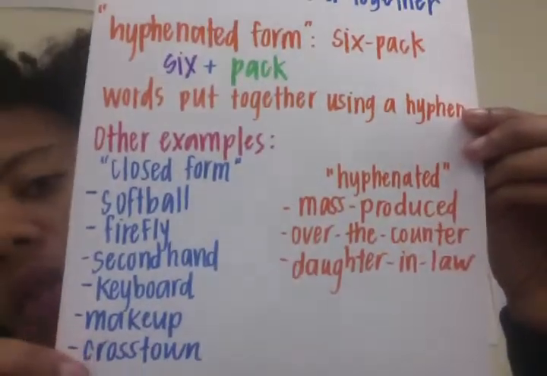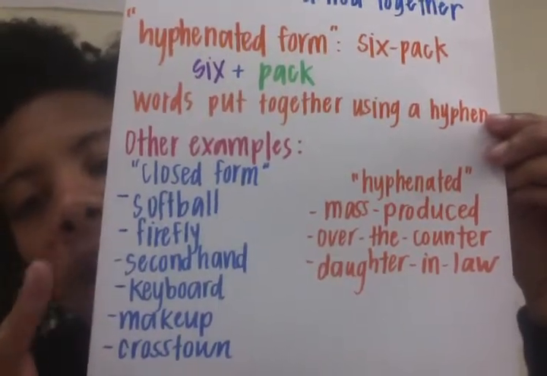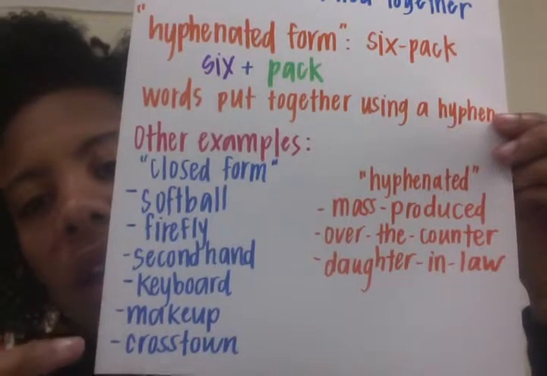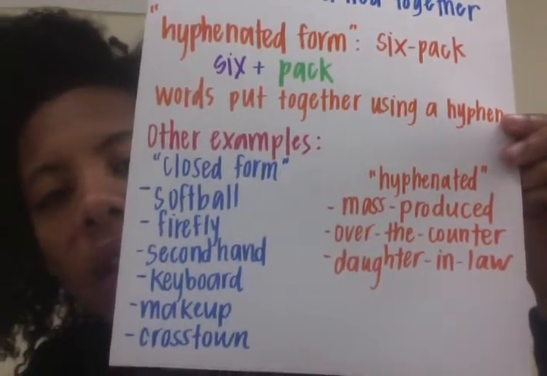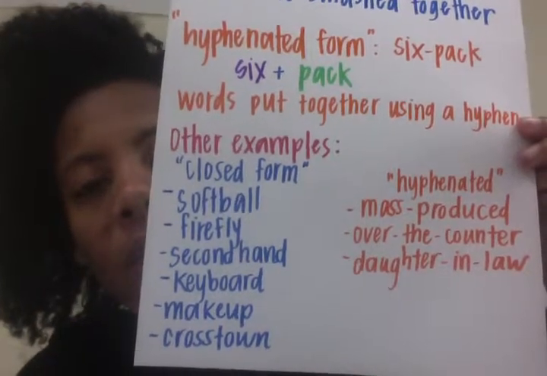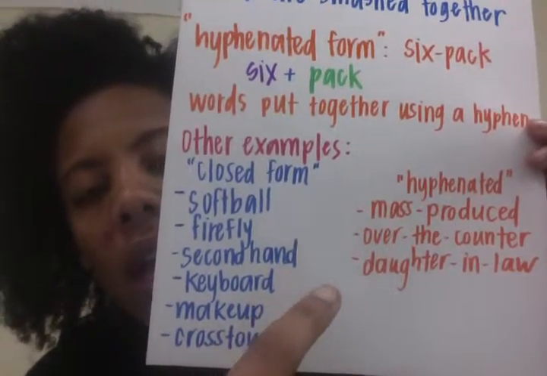Some other examples of compound words: the closed forms, softball, firefly, secondhand, keyboard, makeup, and crosstown. Some examples of hyphenated words are mass-produced, over-the-counter, and daughter-in-law.